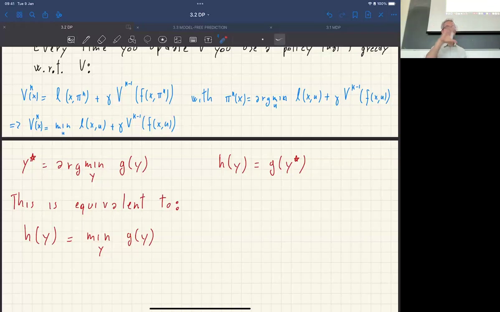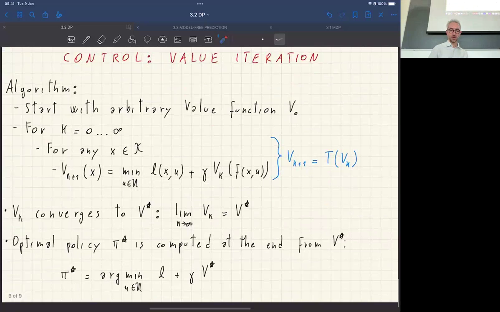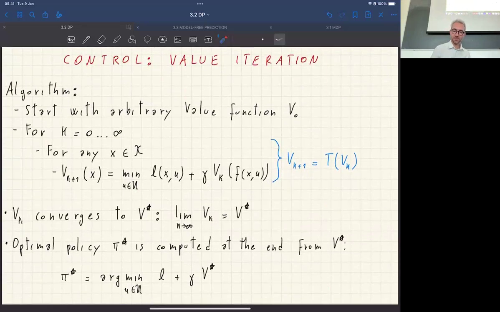Now we're going to see how it writes down nicely, but I think it's nice to derive it from policy iteration by setting the number of iterations of evaluation to 1. So this is value iteration. You start with an arbitrary guess for the value function, typically again 0. And then you need to iterate for infinitely many iterations.